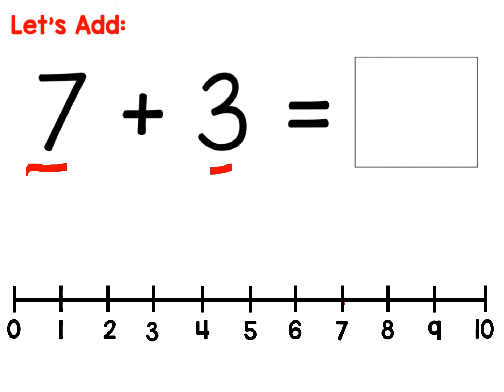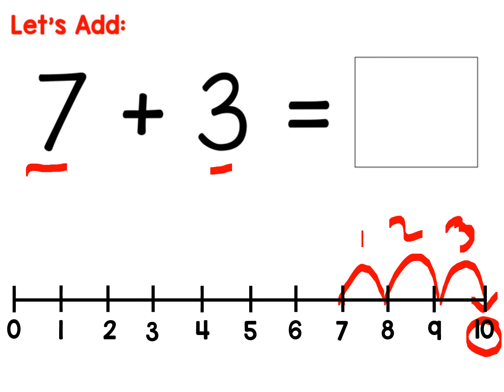So if I'm jumping 3, I've got to jump all the way to the next number before I can say I've done 1 hop. 2 hops, 3 hops. So my sum is 10. Great job.